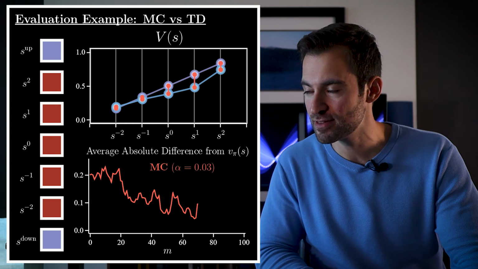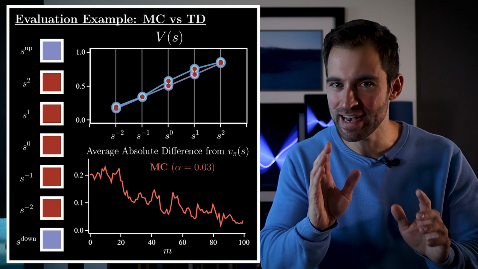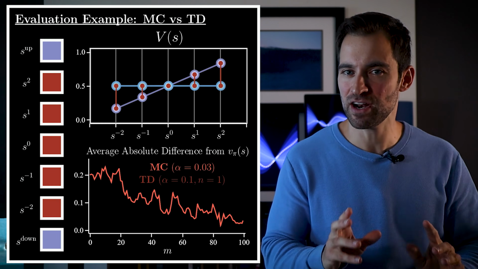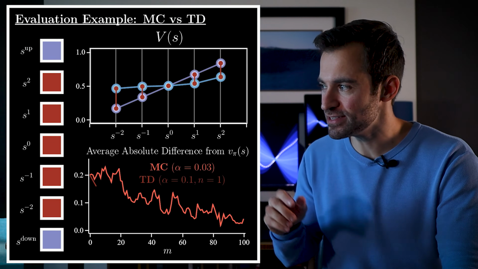Hopefully, this is nothing new. Okay, now we can see TD. I'm going to use an alpha of 0.1 and an n of 1, which gives us this.